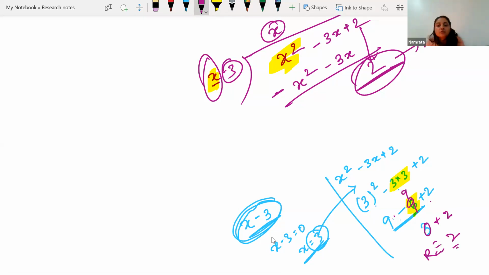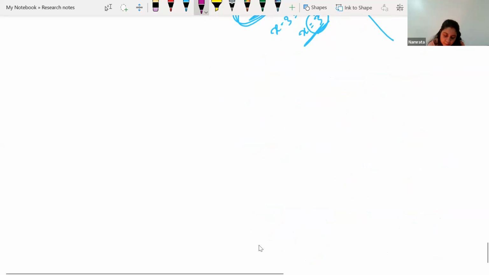By the remainder theorem, we got the remainder as 2 without doing the long division method, which we have done on the upper side. So whatever remainder we get after doing the whole process of division, we directly get by applying the remainder theorem. Let me take one more example and explain, taking the whole scenario again.